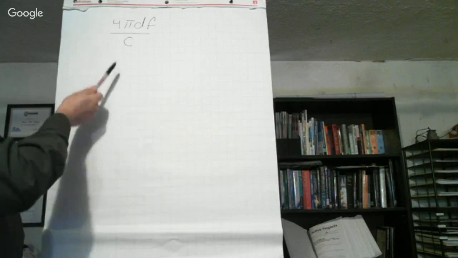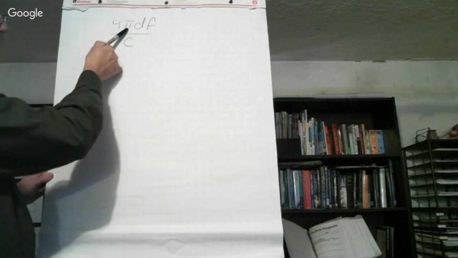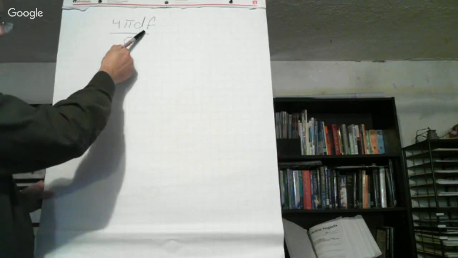Now, this does not yield decibels. This is not the same format. In order to get that, you need to take this whole thing and put it into a logarithm. But the functions are, you have 4 times pi, which is fairly self-explanatory. D is your distance, and f is your frequency. And all of this is over the speed of light.